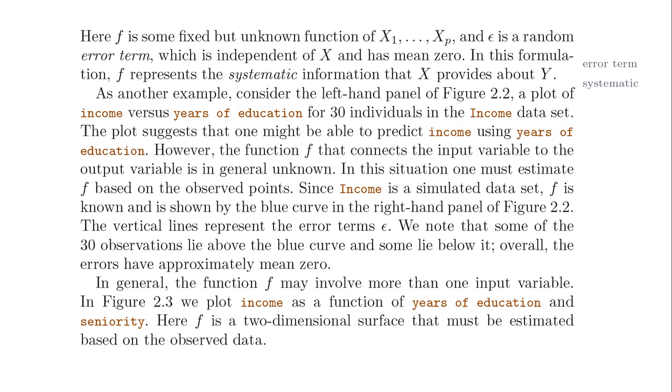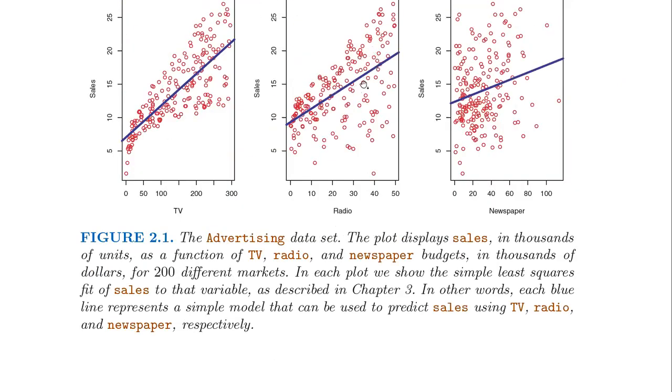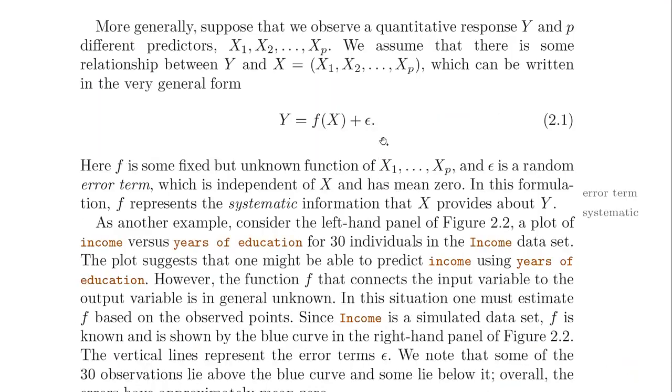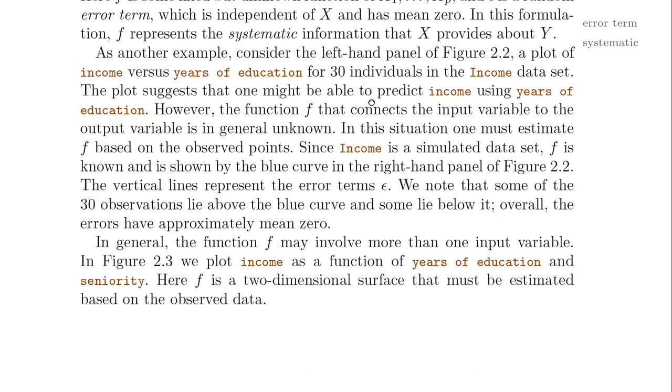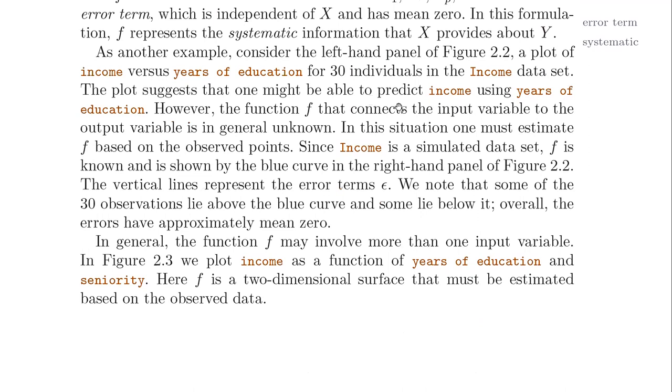as with most things. But we would like our error term to have a mean of 0. When your mean is 0, you are exactly on the line, and the epsilon can contribute a positive value or a negative value that will take you above or below the line. In this formulation, f represents the systematic information that X provides about Y.